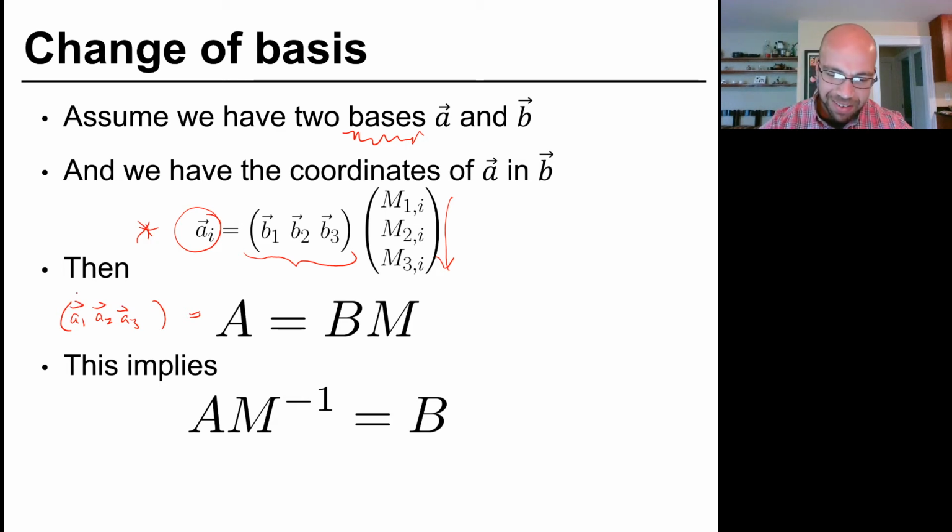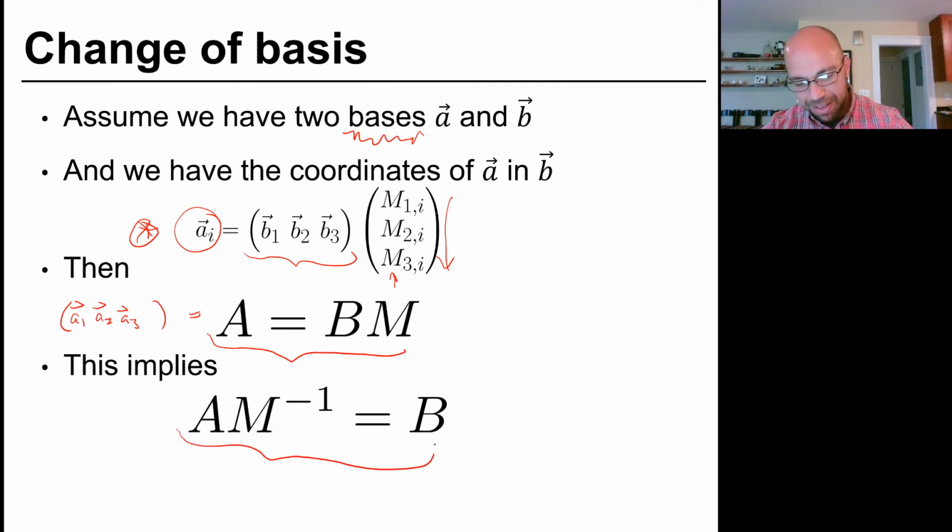Similarly for B, and M is the matrix whose entries are these values. Then essentially, by combining these relationships in the first equation here, I get this nice matrix expression on the slide. If I multiply both sides of this expression by the inverse of the matrix M, then that gives me a way of writing B in the A basis.